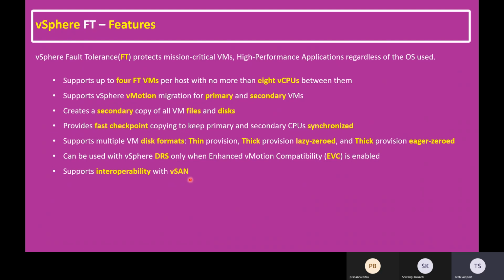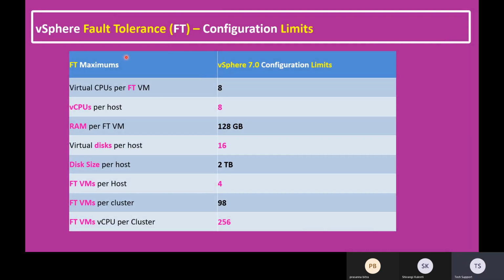Now we are going to talk about the complete fault tolerance configuration maximum limits. These are the FT maximums within our vSphere 7 environment. Virtual CPUs per FT VM is a maximum of 8, and vCPUs per host is also 8 only. That means if you have 4 VMs, we need to reduce the CPU count to 2 each. So 4 into 2 is 8. Per host it supports only 8 vCPUs.